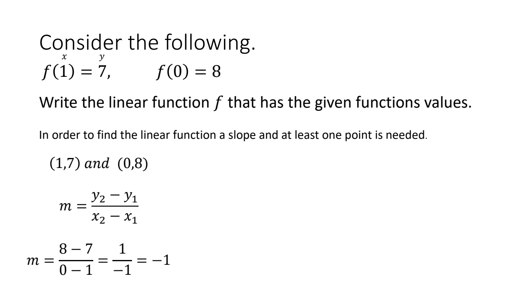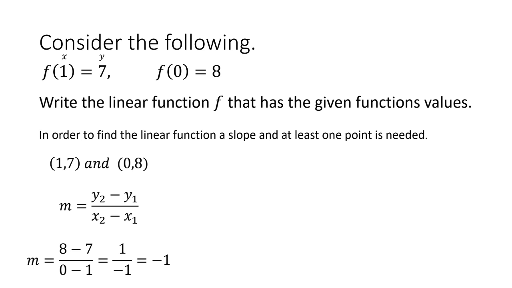Our slope is given by this formula. Given 2 points, it's y2 minus y1 divided by x2 minus x1. It doesn't matter which of these 2 points is point 1 or point 2. But in this particular example, we're choosing point 1 to be (1, 7) and point 2 to be (0, 8). So this 1 refers to x1, this 7 refers to y1, and this 0 refers to x2, and this 8 is y2.